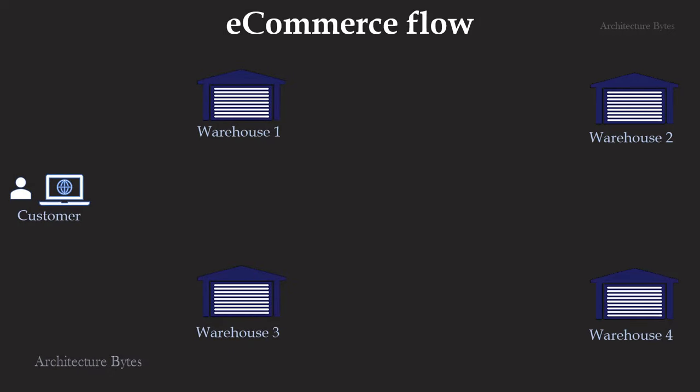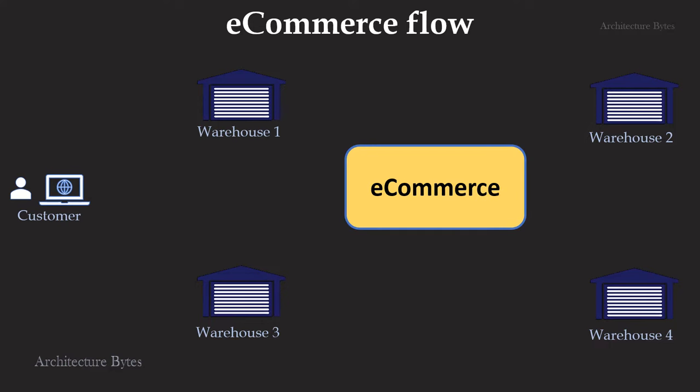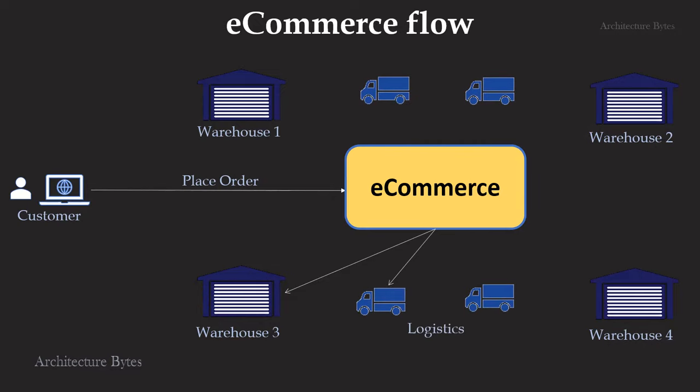Let us first understand what an e-commerce flow looks like. The e-commerce company has several geographically spread warehouses where it keeps product inventory and from where the ordered items are delivered. So, when a customer places an order on the e-commerce application, the order is processed and delivered by coordinating with warehouses and logistics.